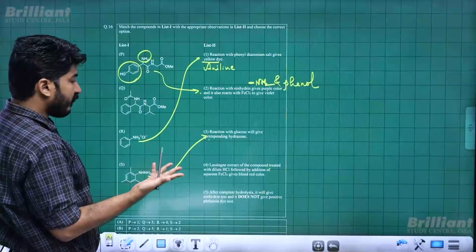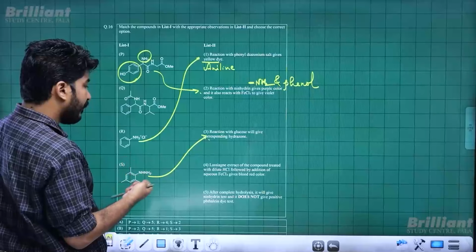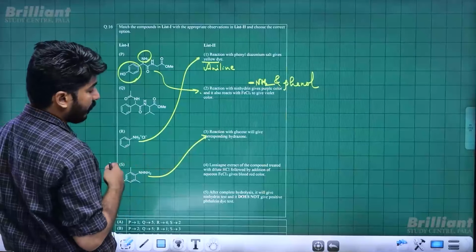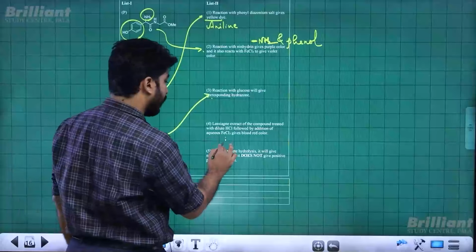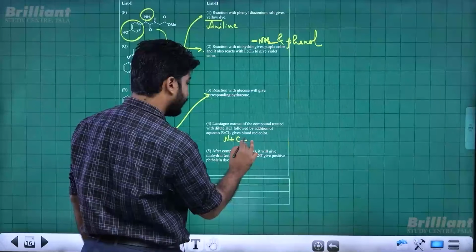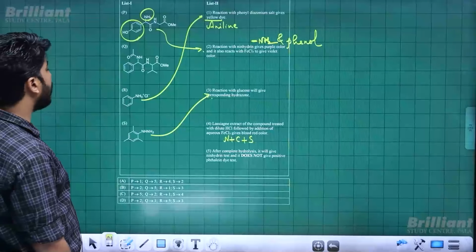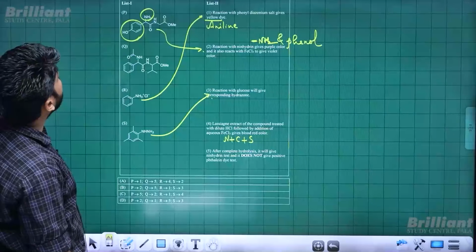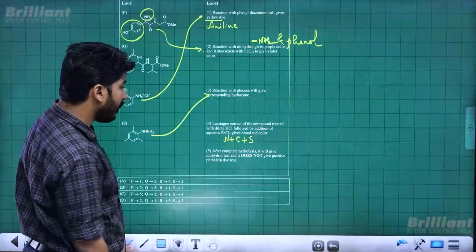Now Lassaigne's extract of the compound treated with dilute HCl followed by addition of aqueous FeCl3 gives blood red color. Blood red color can be given if the compound has nitrogen and sulfur along with carbon, and none of these compounds has sulfur content, right? So we are not expecting any matches for the fourth entry.